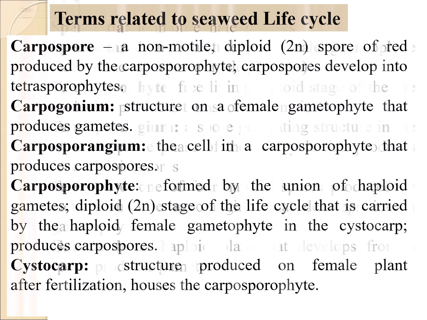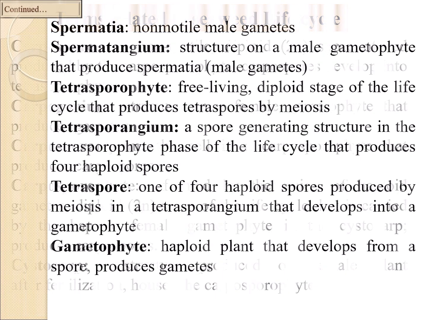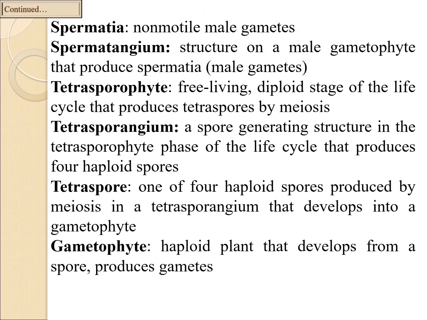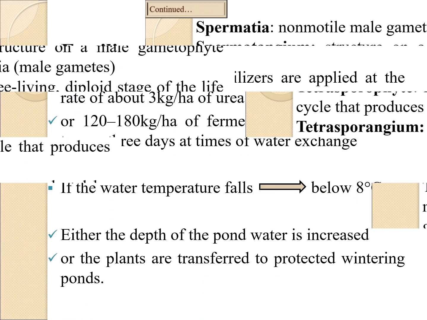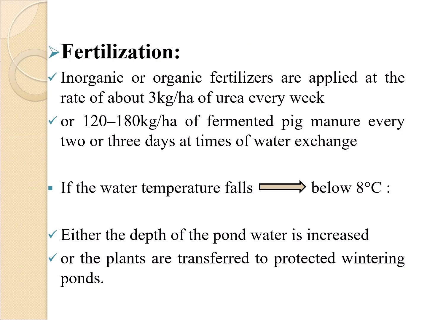Spermatia: non-motile male gametes. Spermatangium: structure on a male gametophyte that produces spermatia, the male gametes. Tetrasporophyte: free-living, diploid stage of the life cycle that produces tetraspores by meiosis. Tetrasporangium: a spore-generating structure in the tetrasporophyte phase of the life cycle that produces 4 haploid spores. Tetraspore: one of 4 haploid spores produced by meiosis in a tetrasporangium that develops into a gametophyte. Gametophyte: haploid plant that develops from a spore and produces gametes.